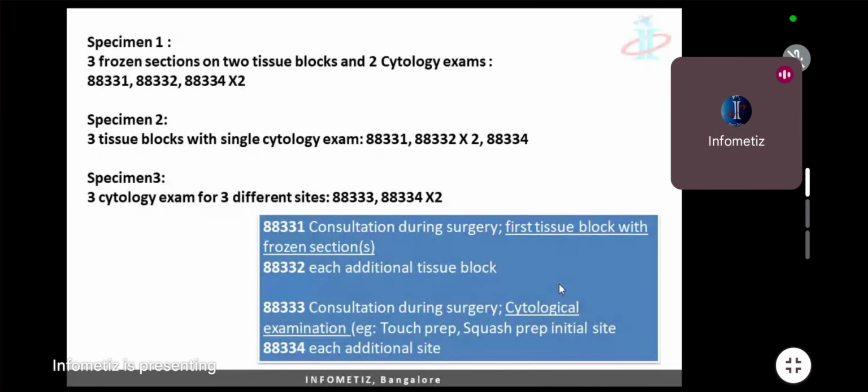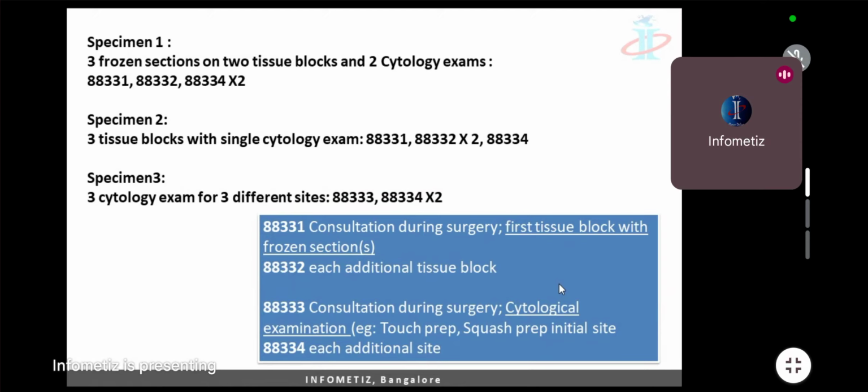What if they are giving you multiple specimens? You will definitely get such a question. They will not ask for the same specimen, because everyone knows we cannot code 88331 along with 88333. So if they have given you multiple specimens, write like this. Specimen 1: 3 frozen section, 2 tissue block and 2 cytological examination: 88331, 88332 into 2, and 88334 into 2. Specimen 2, this thing. Specimen 3, that thing. And then combine everything.